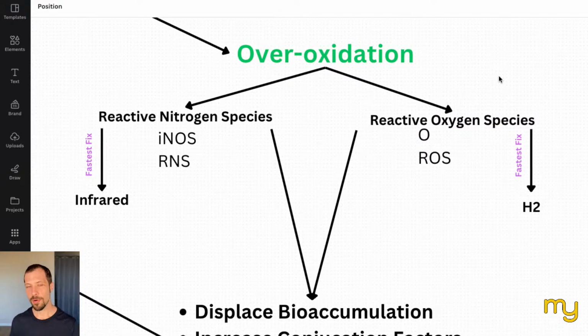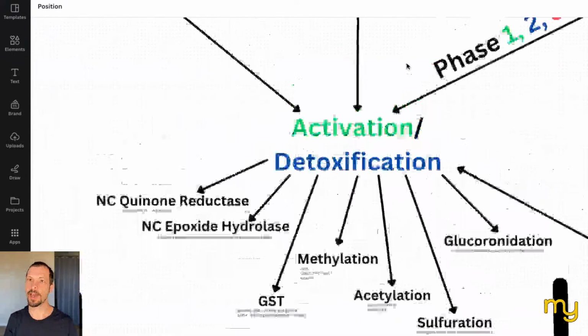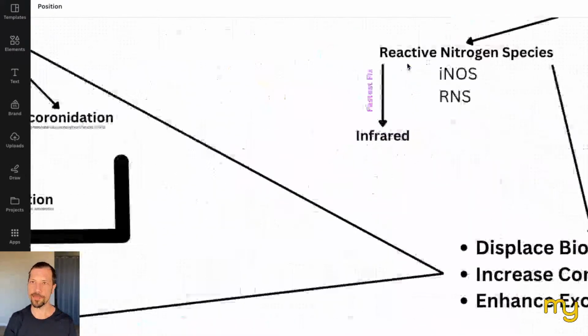Now, I drew out very quickly here some immediate fixes for the RNS or the ROS. They are not going to fix everything. Let's say there's too much, but adding these back in will bring the levels of over-oxidation down. That way you can work on improving this whole side of activation and detoxification.